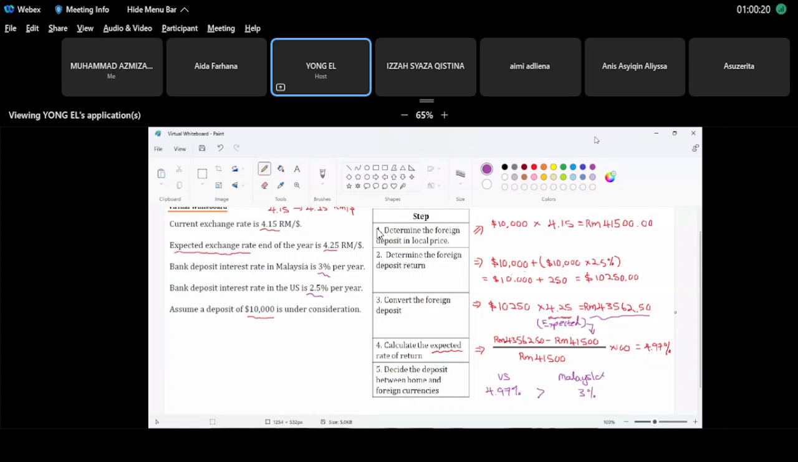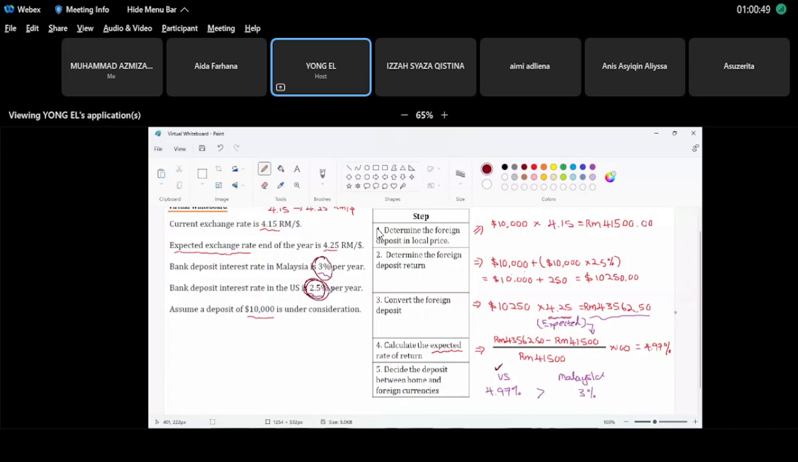US, right. Thank you for the response. Yep, the correct recommendation is the US because it offers a higher rate of return. But if you just look at the comparison of interest rate between the two countries, like these two, 3% and 2.5%, you're going to make a wrong recommendation because you haven't considered what will happen to the exchange rate.